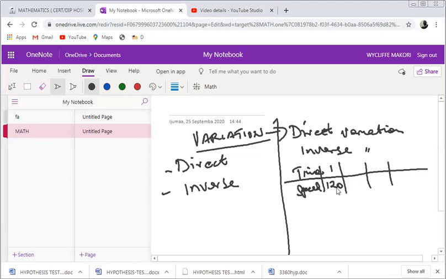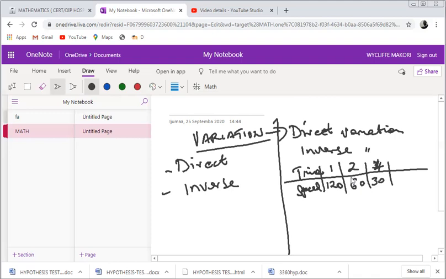So if I travel at 120 kilometers per hour and the distance is 120 kilometers, I only take 1 hour to arrive at my destination. If, for example, I travel at 60 kilometers per hour, the same distance of 120 kilometers, then I'm going to take 2 hours. If I travel at 30 kilometers per hour, for the same distance of 120 kilometers, I'm going to take 4 hours. So you realize that the lesser the speed, the more the time it is going to take. So a decrease in one results in an increase in the other. That is a very good example of inverse variation.